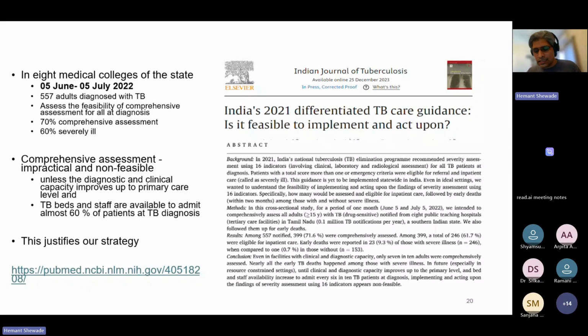Additionally, if I didn't mention this before, around January 2021, Central TB Division had come out with differentiated TB care guidance. This is called the 2021 differentiated TB care guidance. Now, one good thing about this guidance was, for the first time, I think in any TB program globally, it was told that severity assessment of TB patients should be done, and if severe illness is present, they should be provided inpatient care before starting on DOTS. But one of the issues we had with the 2021 differentiated TB care guidance is it had 16 indicators.